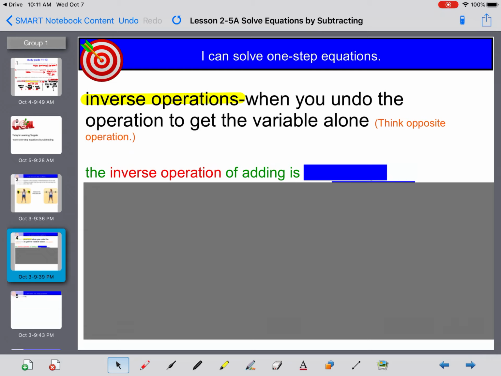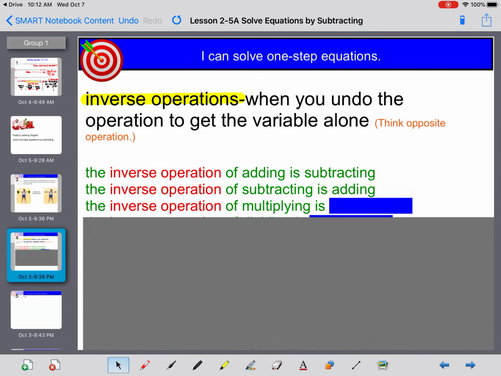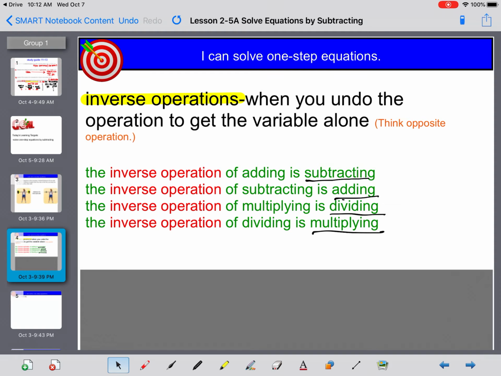Make sure you know what the inverse of each operation is. So the inverse operation of adding is subtracting. The inverse operation of subtracting a number is to add a number. The inverse operation of multiplying is dividing. And the inverse of dividing by a number is multiplying by that number. Make sure that you have these all in your notes. Pause the video if you need more time to write.